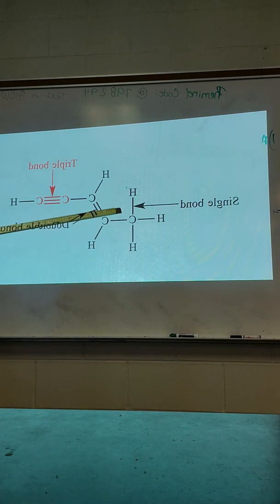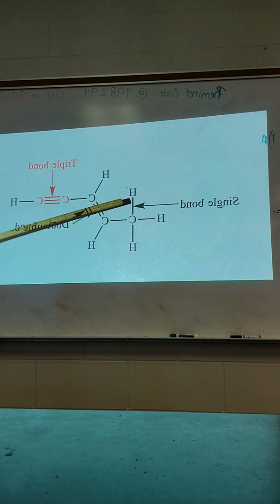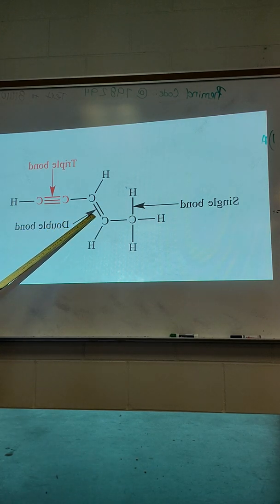Okay. All right, so here is a single bond. This one line represents 2 electrons. It represents 1 electron coming from the hydrogen and 1 electron coming from the carbon. Single bond. How many electrons do you think are being represented by this double bond? 4. So 2 electrons in each line.